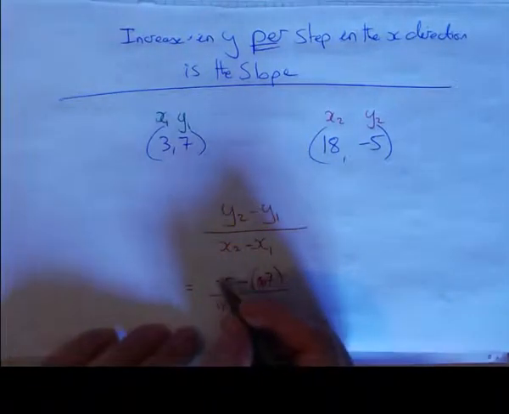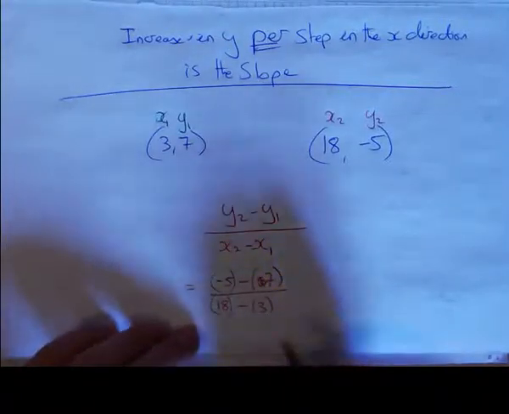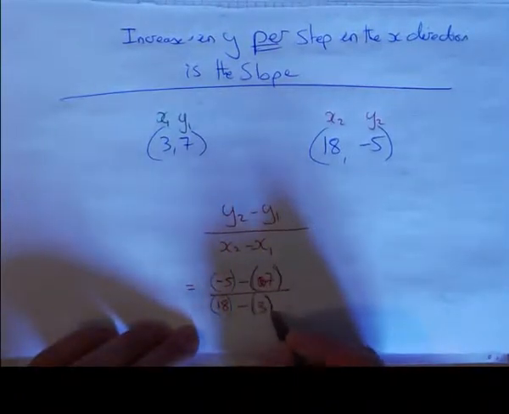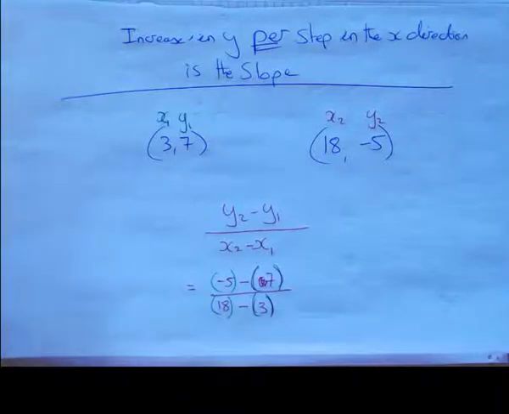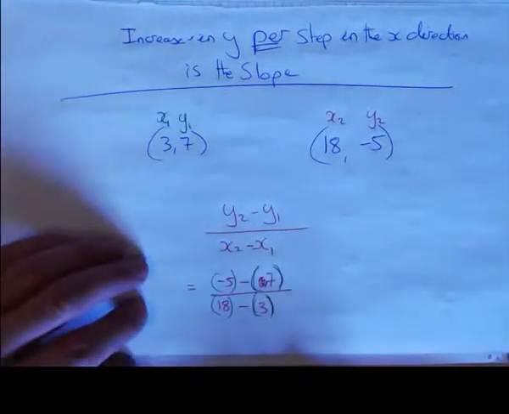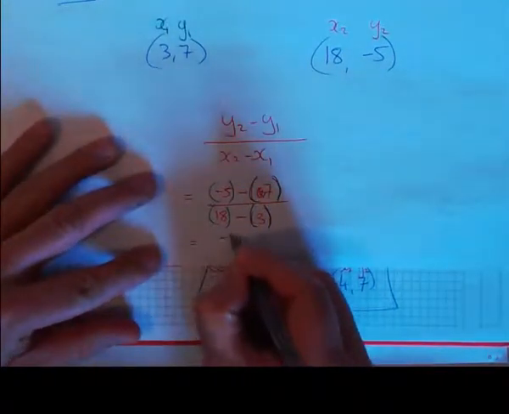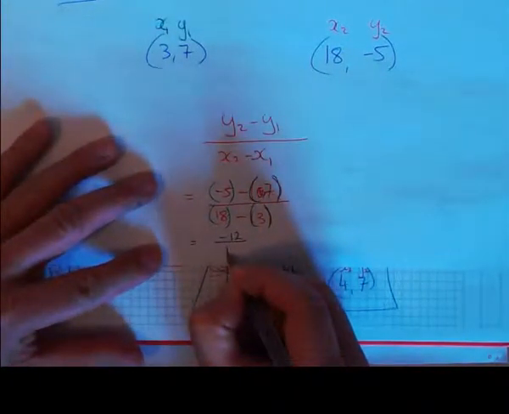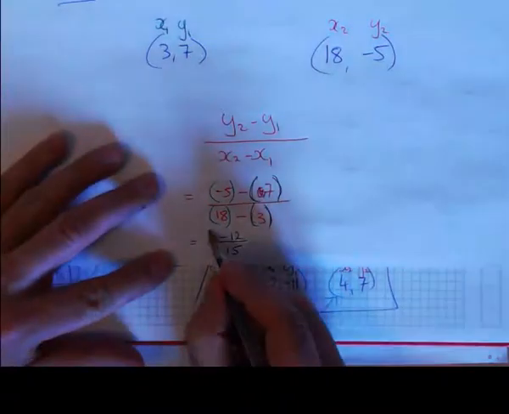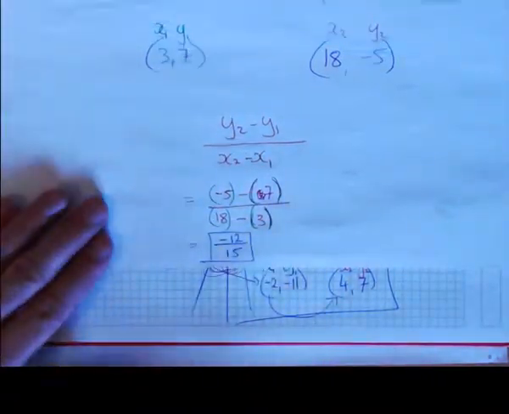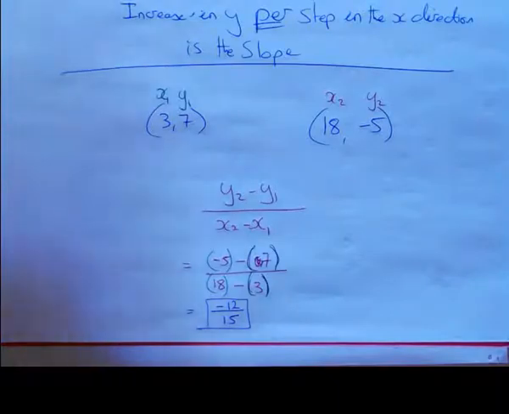Just a little note. Usually in substitution, whenever I'm substituting, I like to put things in brackets. That helps make sure that I get the right answer. And you can just stick this into a calculator if you like, or you can work it out. If you work it out, that's going to be negative 12 over 15. And you can simplify that if you like and get a slightly more simple answer.